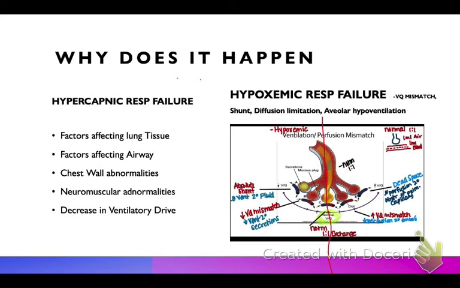Alright, so this is your hypoxemic respiratory failure, VQ mismatch. And this is a figure from your book of the ventilation perfusion mismatch. So your VQ, for whatever reason, is ventilation perfusion. The Q is just used there. So your ventilation perfusion mismatch.